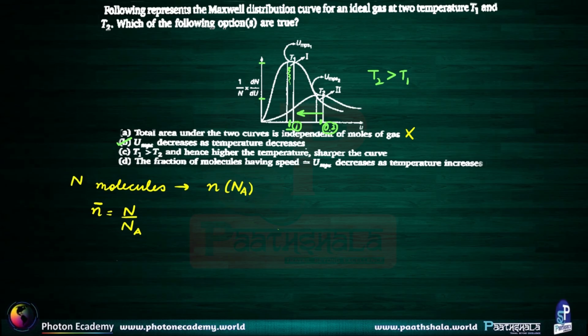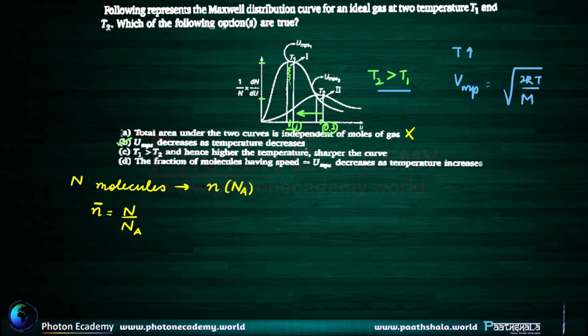Statement C is T1 is greater than T2 and hence higher the temperature, sharper the curve. No. Actually, T2 is greater than T1. Why? Because as temperature increases, the most probable velocity, which is given by root 2RT divided by capital M, implies that the most probable velocity is proportional to the root of the temperature. So higher the temperature, higher the most probable velocity.